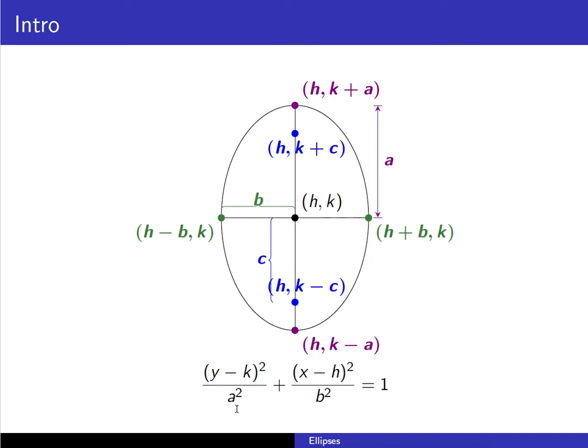So if a is longer than b, then a squared has to be bigger than b squared. So here we have, for a tall ellipse, an ellipse that's taller than it is wide, (y minus k) squared over a squared plus (x minus h) squared over b squared equals 1.